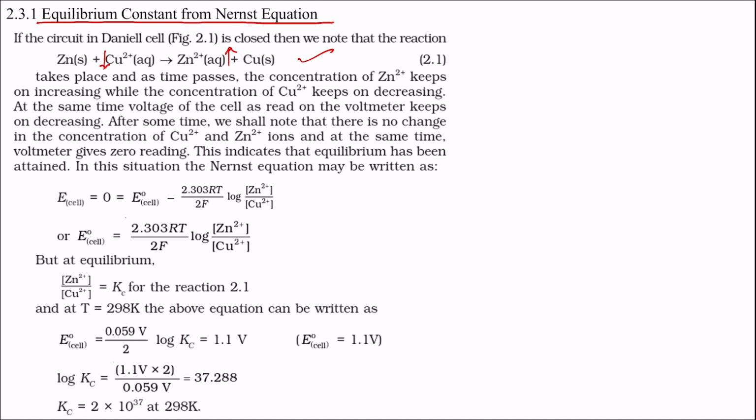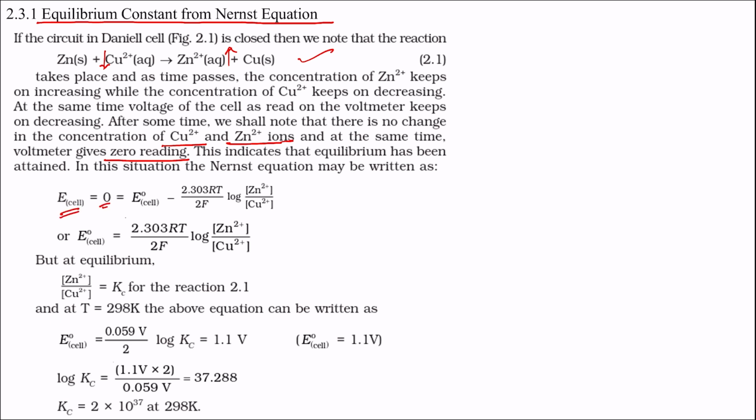After some time, it is seen that there is no change in the concentration of Cu2+ and Zn2+ ions, and at the same time the voltage is 0. This indicates that equilibrium has been attained. Now in this situation the Nernst equation may be written as follows. Since equilibrium is attained and the voltage is 0, E cell will be equal to 0.